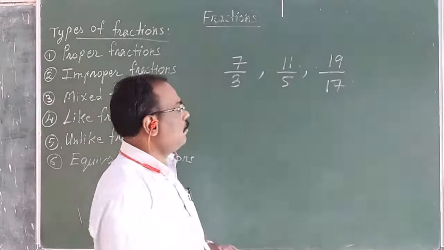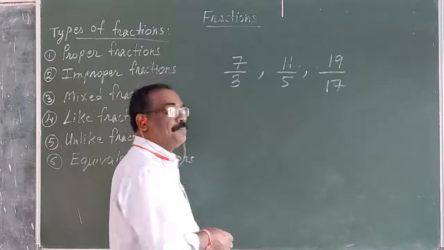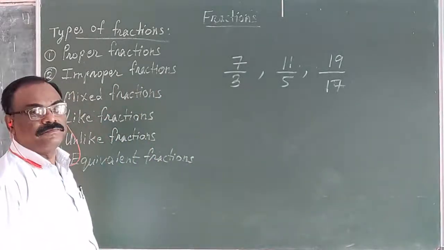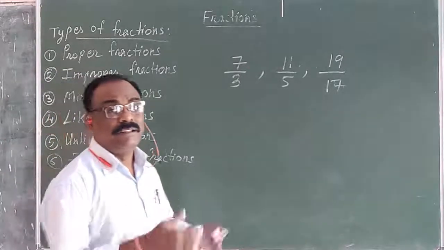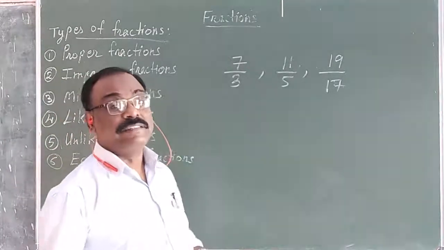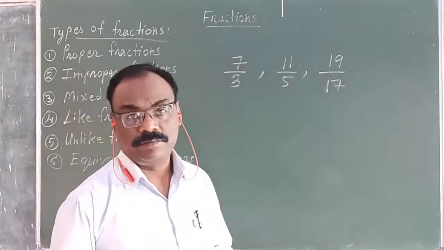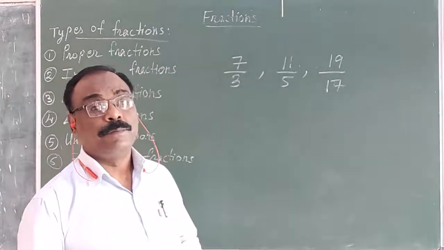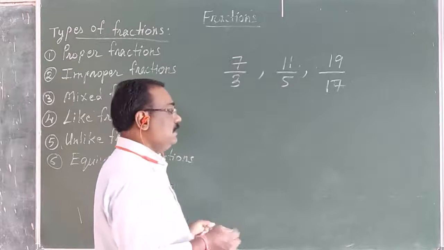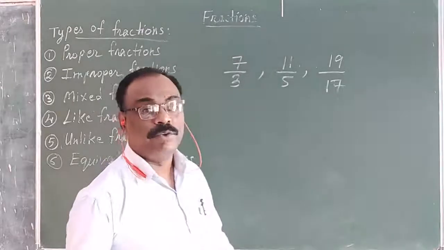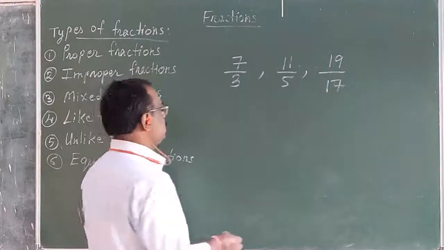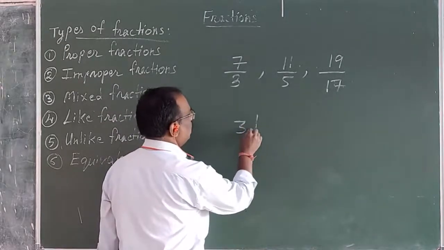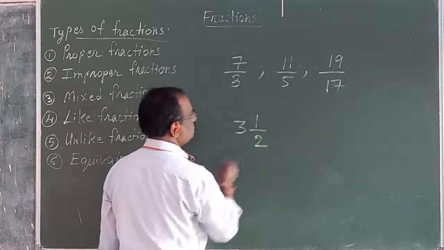Okay. Now next one is the what I have written, mixed fraction. In the mixed fractions, you will see 3 numbers. One is a whole number and the other 2 is a proper fraction. Sometimes in your exam, you might have seen some places you get the marks like this: 3, 1 by 2.